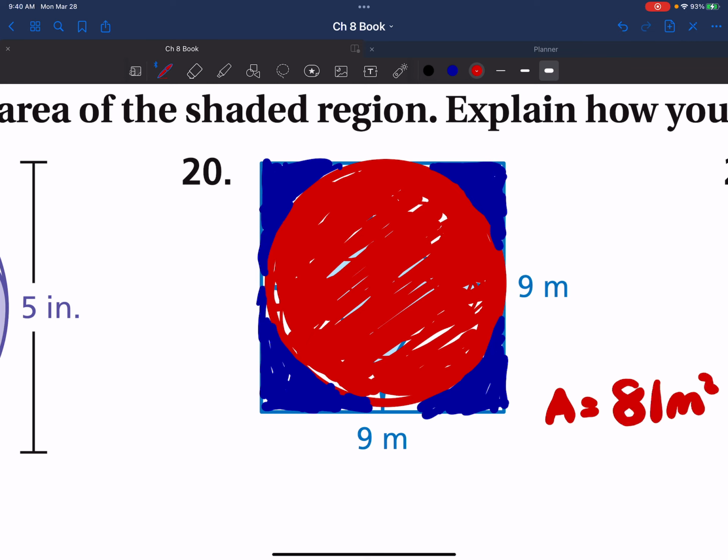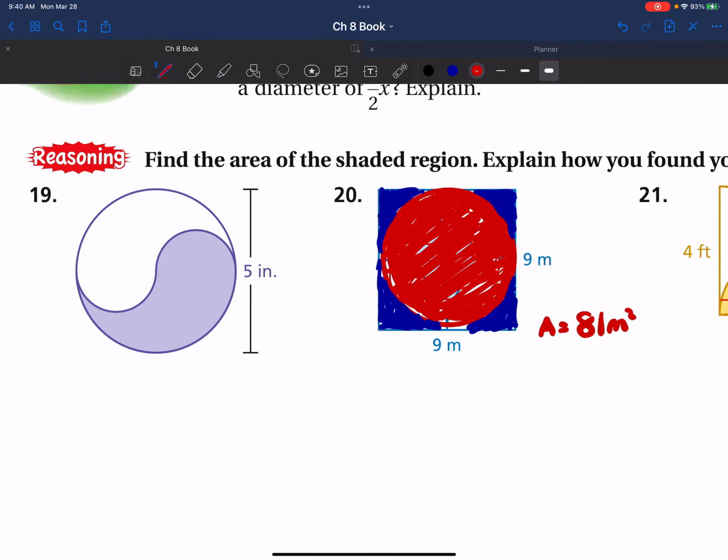Now let's go find the area of the circle. If this is 9, that means this is 9, and that's the diameter. To find the area of a circle, though, I need to take a radius. Let me get my marker a little smaller. Area equals pi times the radius squared. Half of 9 is 4.5. So it's going to be 4.5 squared.